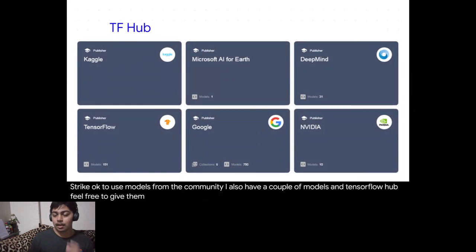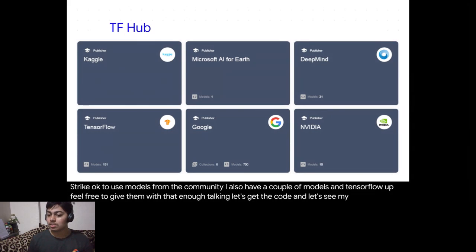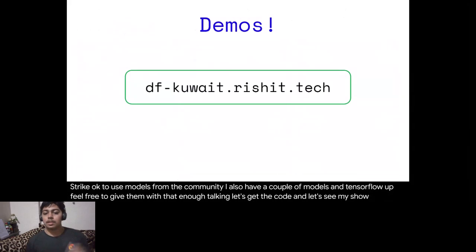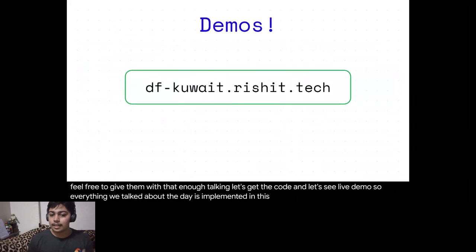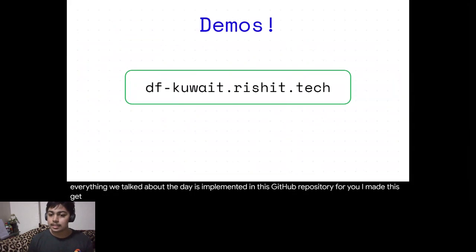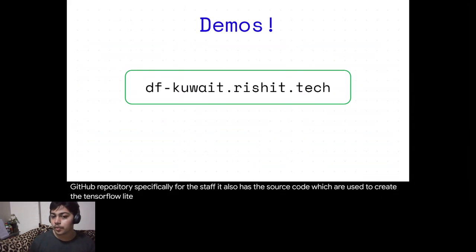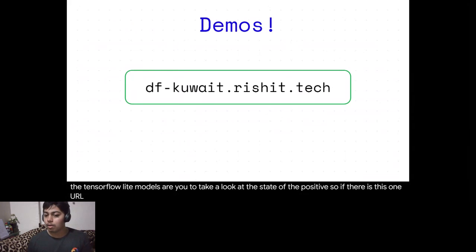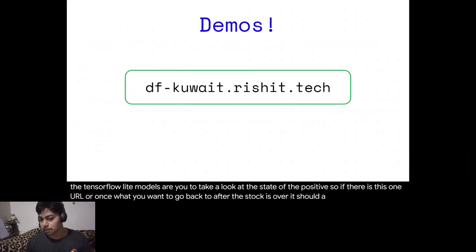With that, enough of talking. Let's get to code and let's see live demos. So everything we talked about today is implemented in this GitHub repository for you. I made this GitHub repository specifically for this talk. It also has the source code which I used to create the TensorFlow Lite models. I would urge you to take a look at this GitHub repository. So if there's this one URL or one source you want to go back to after this talk is over, it should definitely be this GitHub repository.